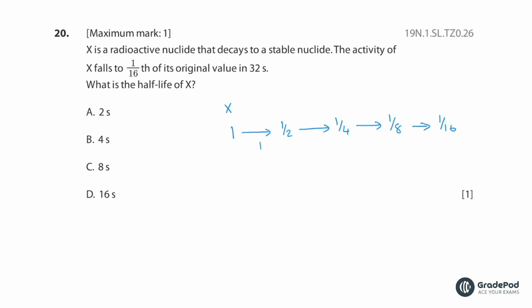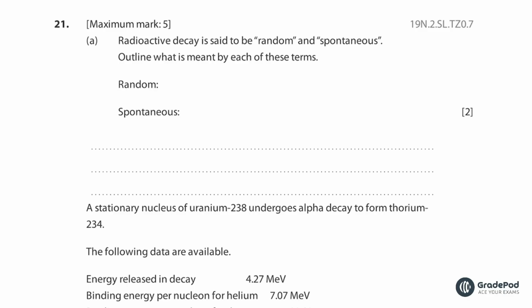Great. There are 1, 2, 3, 4 half-lives to get to 1/16th. And those 4 half-lives happen over a span of 32 seconds. So 32 divided by 4 gives us 8. The answer is 8.